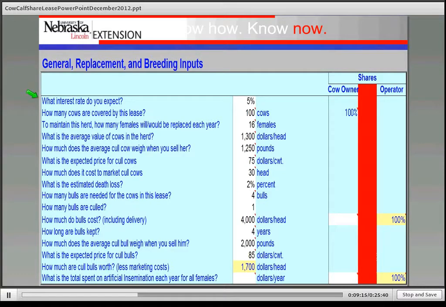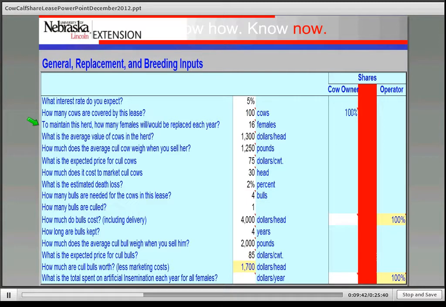Number of cows covered by the lease, that's pretty straightforward. That's the number of cows that are going to be leased out from the cow owner to the operator. What's it going to take to maintain this herd, in terms of how will females be replaced each year? This really is an important number as we think about the cost to the cow owner. If the cow owner wants to maintain the herd, wants to maintain their level of investment, it's important to put a realistic value in here.